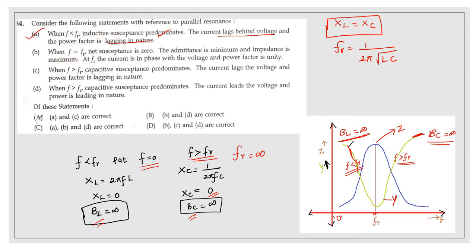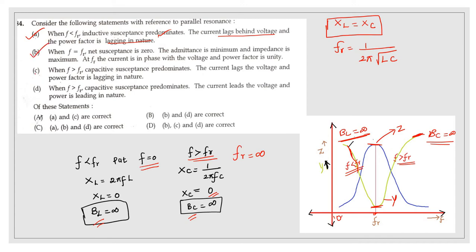And B: when F is equal to FR, net susceptance equals 0. Correct. Net susceptance is 0. The admittance is maximum? No, not maximum, minimum. That is also correct, admittance is minimum. And impedance is maximum at this point. Correct. At FR, current is in phase with the voltage and power factor is unity. All are correct. Option B is correct.